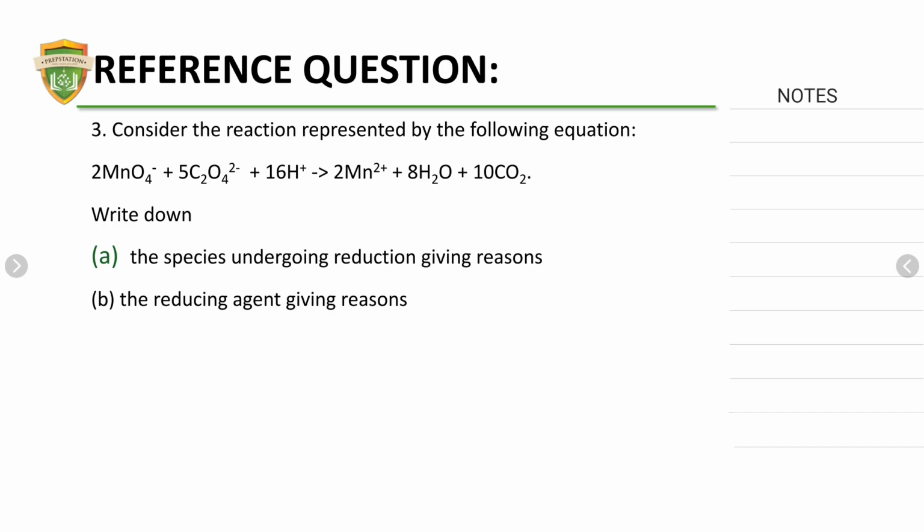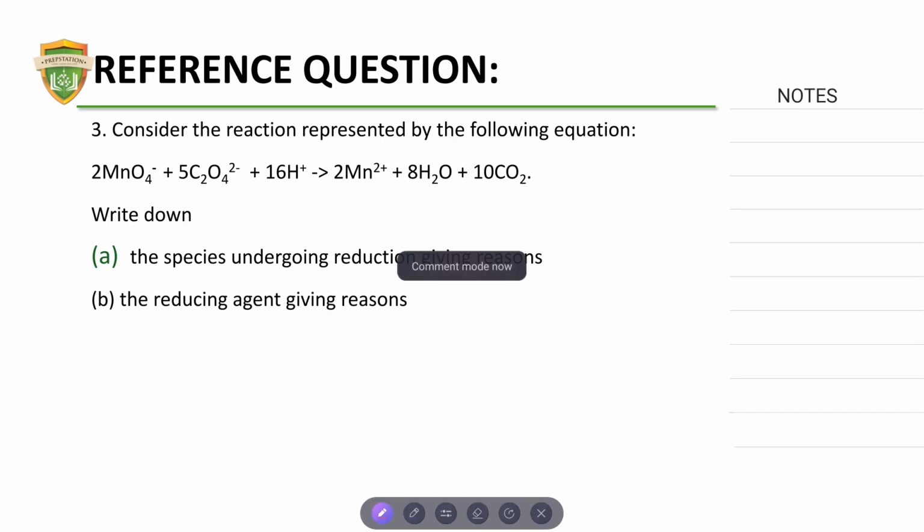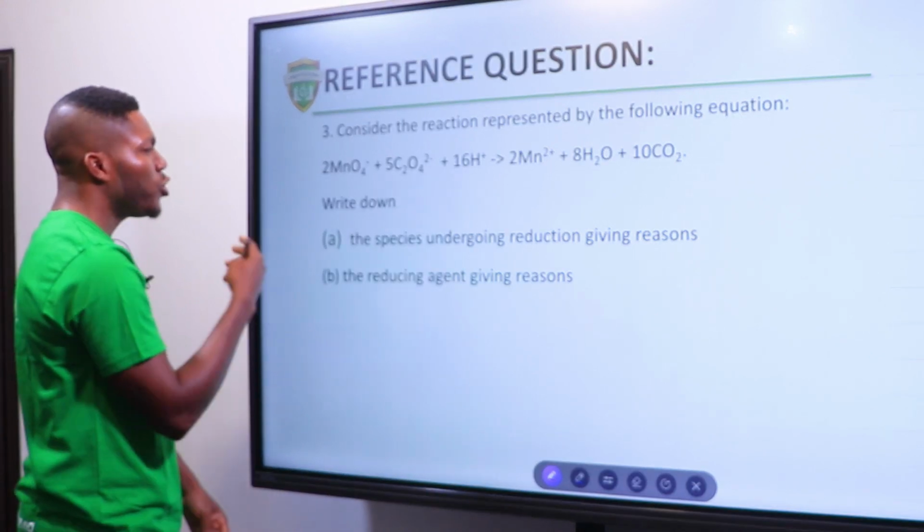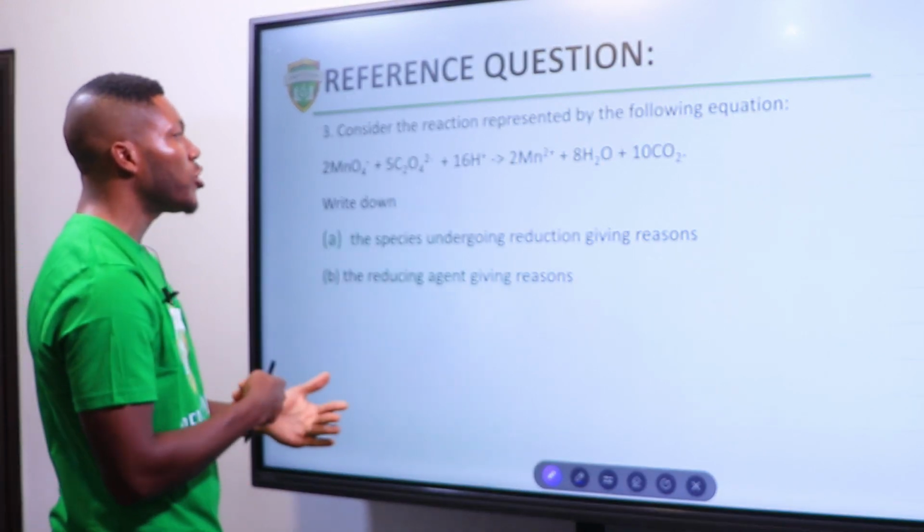Consider the reaction represented by the following equation. Now this is your complete balanced redox equation. It's balanced already. Now the question is, write down the species undergoing reduction. Don't forget, there are always reasons, so you must give a reason for your answer. If it is asked, you must give a reason to get your full mark.